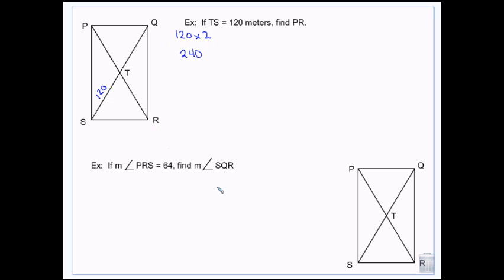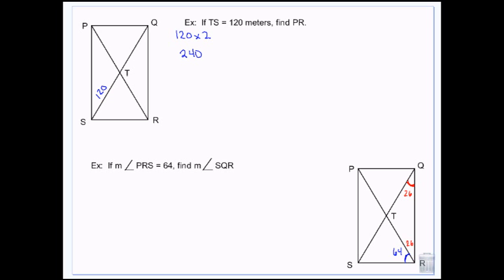If angle PRS, so PRS, this part right here, is 64, and we want to find SQR, we want to find this part right here. Make sense? Okay, what's this whole thing? No, the whole thing is 90, right? So if this is 64, what's this part? 26. So this would be 26. Okay, make sense?